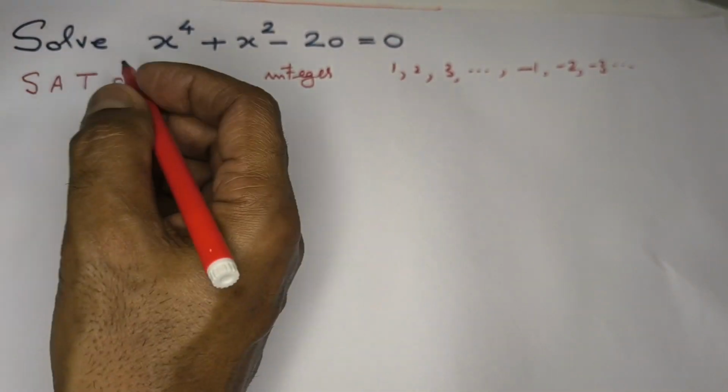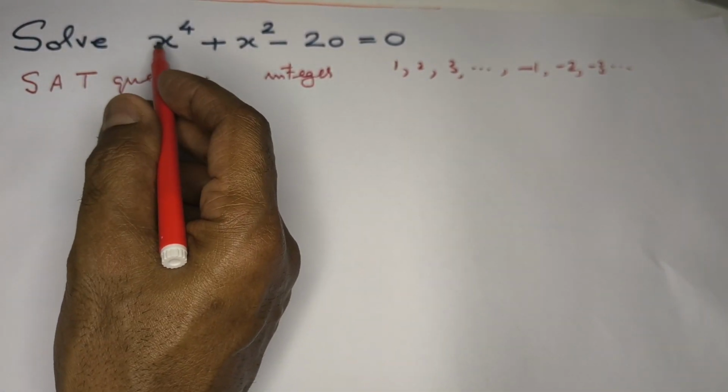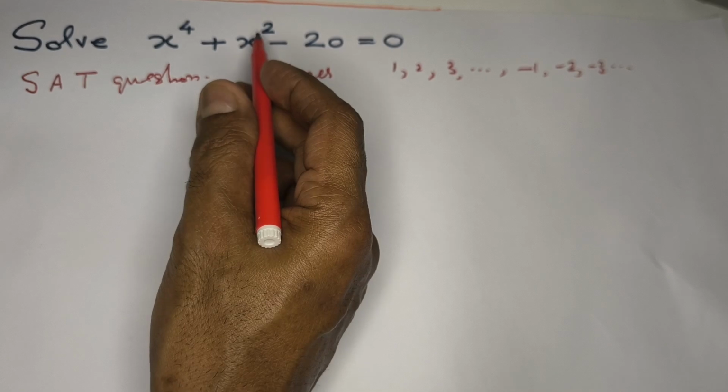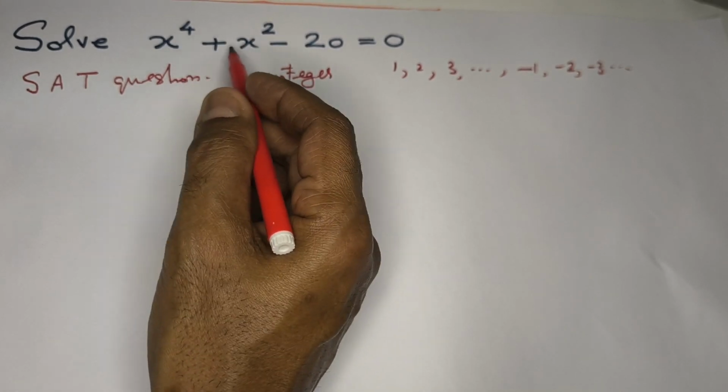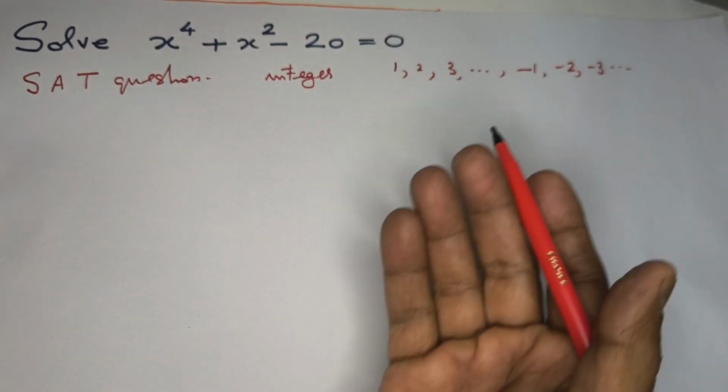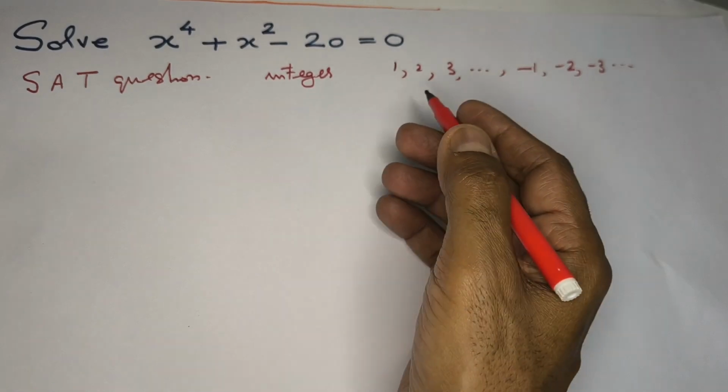1, as you can see, 1 raised to 4 is 1. Then plus x square, that is again 1. So 1 plus 1, 2. 2 minus 20, that's not 0. So let's try with 2.